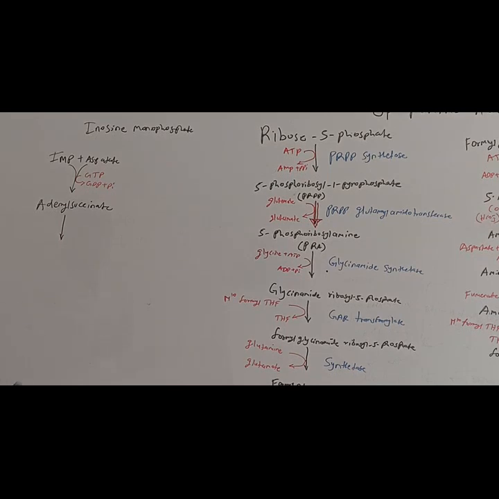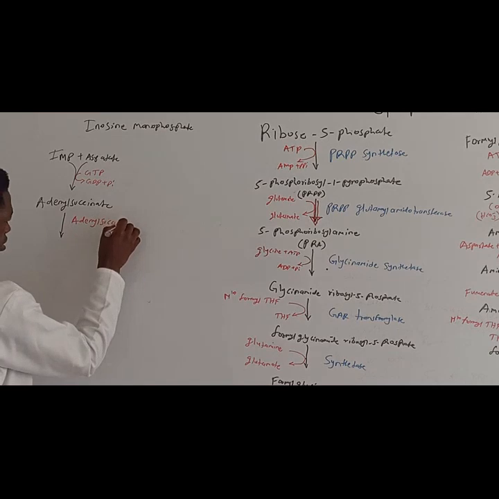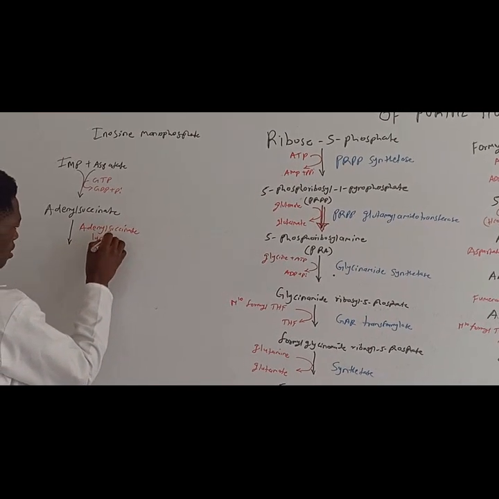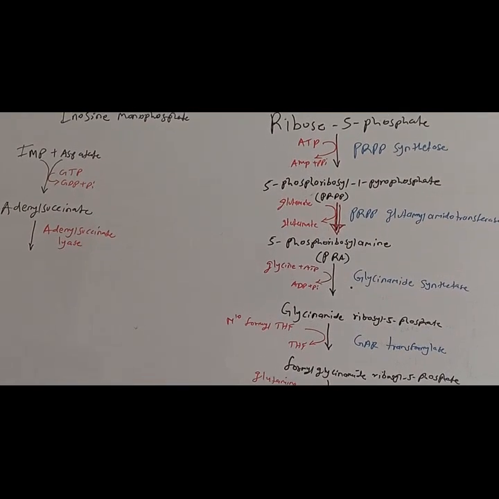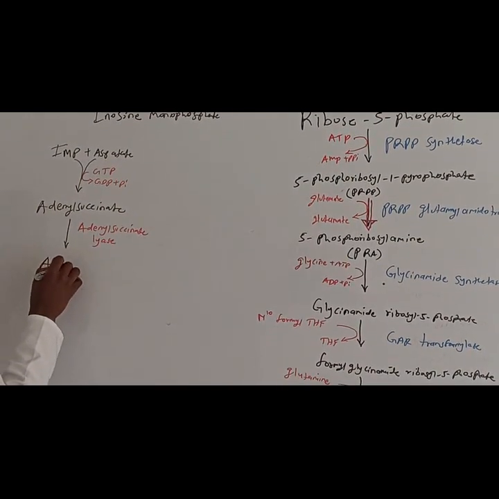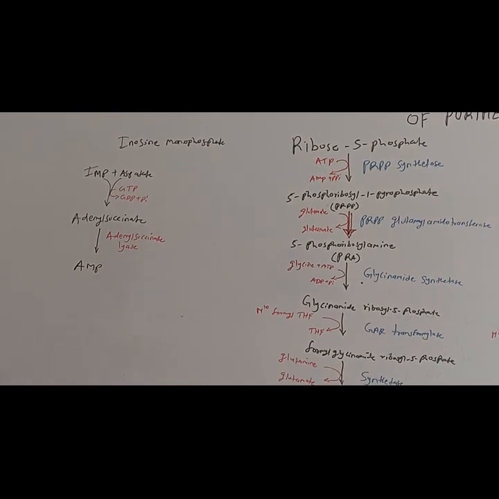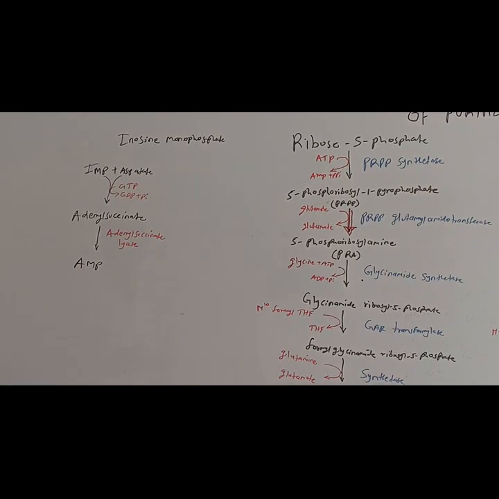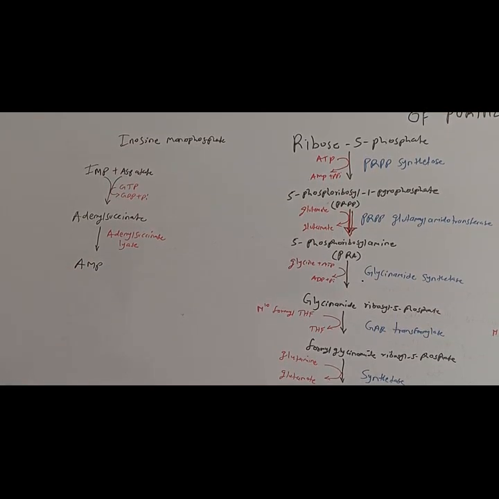I told you the lyase work is to lyse or to cleave. So adenylosuccinate lyase is going to lyse the adenylosuccinate, and we are going to form adenosine monophosphate. You know this? This is a nucleotide. Of course, I'm sure you encountered this before. This is the synthesis of purine nucleotides. Of course, adenine is a purine. So that's why this is a purine nucleotide.